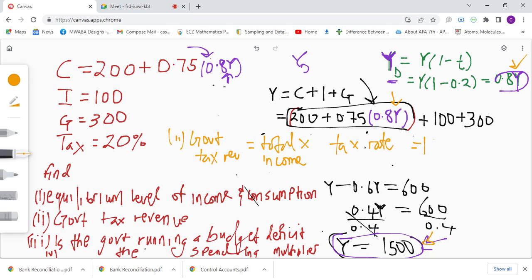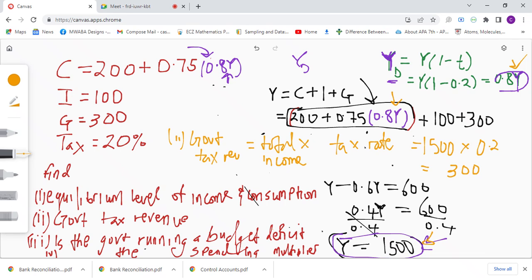So the total income is this income calculated at equilibrium, 1,500, multiplied by the tax rate, which is 20%. So we say multiplied by 0.2. Okay, we're going to get 300. Remember, this is 300 million, because all these numbers we're dealing with here are in millions.